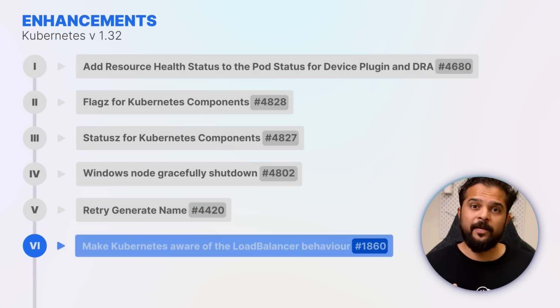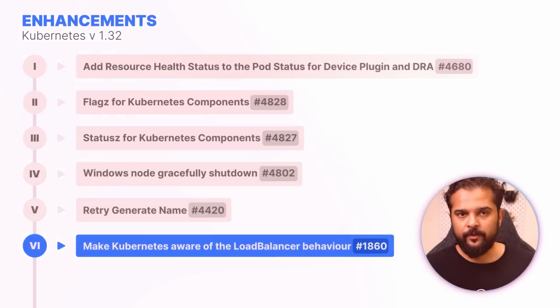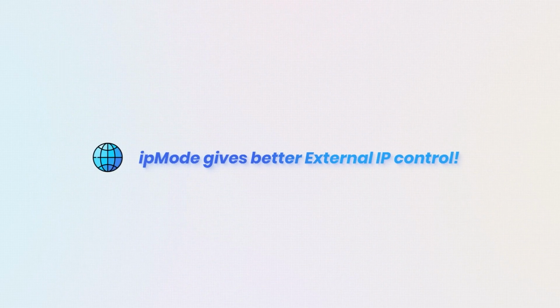Number 6, make Kubernetes aware of the load balancer behavior. We are into the final one for today, and one of the most important updates. Kubernetes 1.32 introduces a new ipMode field for services of type LoadBalancer, giving cloud providers and users better control over how kube-proxy manages external IPs.